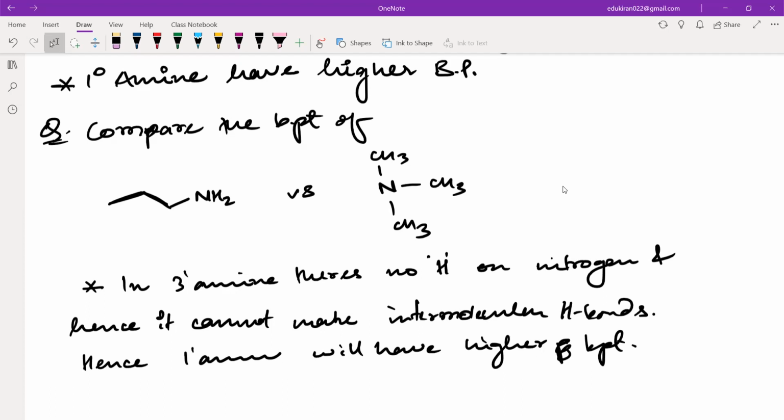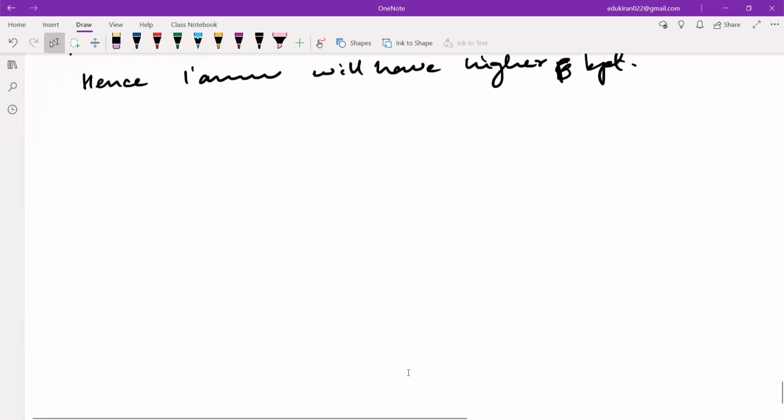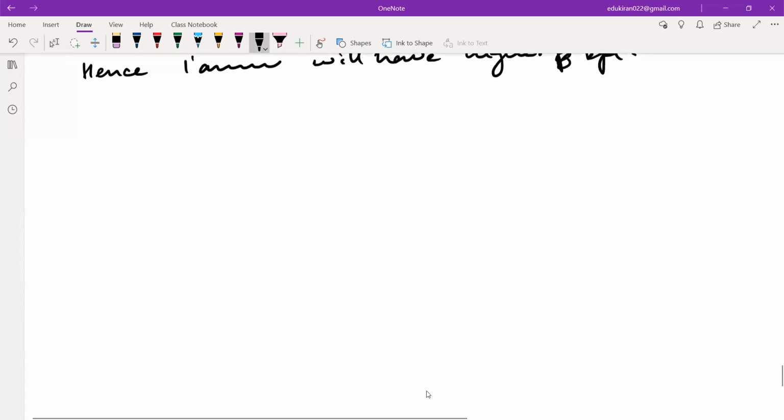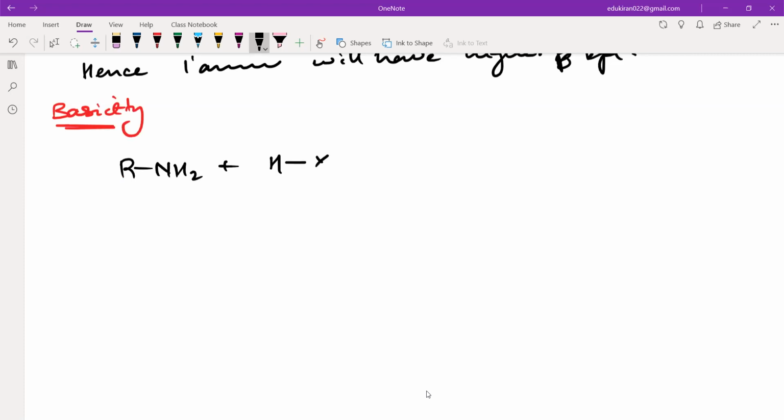Next is the basicity. Next we are going to compare the basicity. Can I move? Yes or no, please tell me. Yes. Okay. Basicity, you have to also remember one thing. How does it show basic character? So you have RNH2. If I react this with any acid, let us say HX, HCl, HF or HBr, then this nitrogen has a lone pair, and this lone pair will attack this hydrogen, and what is going to happen? This bond is going to break.